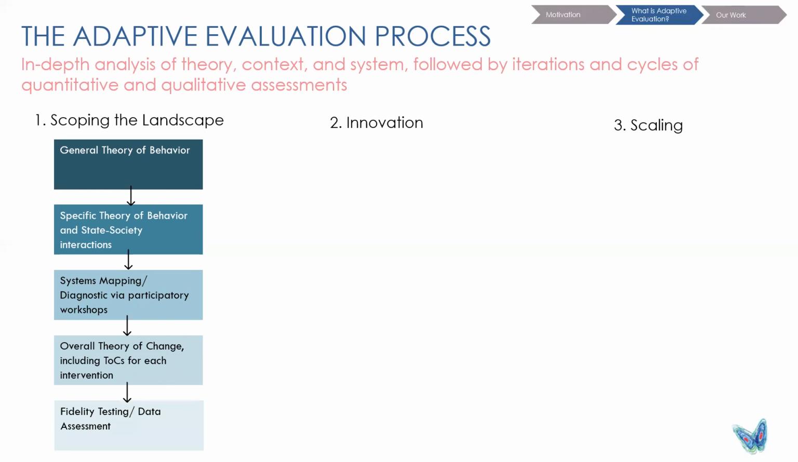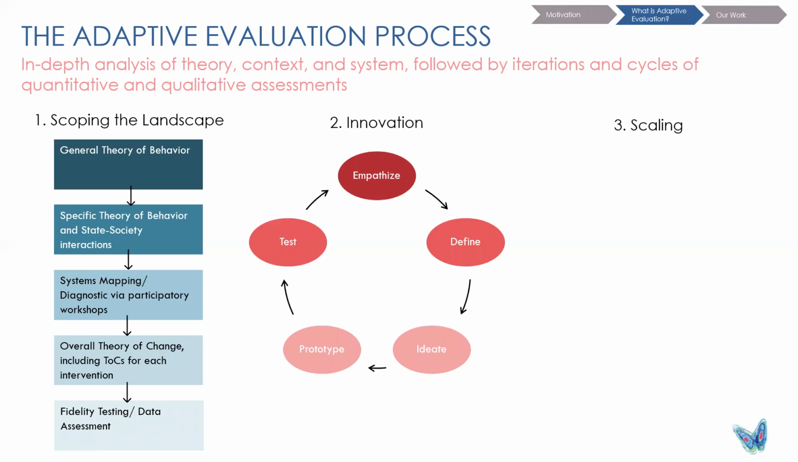And finally, this helps fidelity testing, which is getting a sense of what the interventions are at the moment, which are salient, which are not, and also a data assessment of what is available and what needs to be collected. Some of this scoping exercise also involves understanding, when you enter a context, how we got here, what was done before, and what history got us to this point. From that scoping of the landscape, we move to innovation.